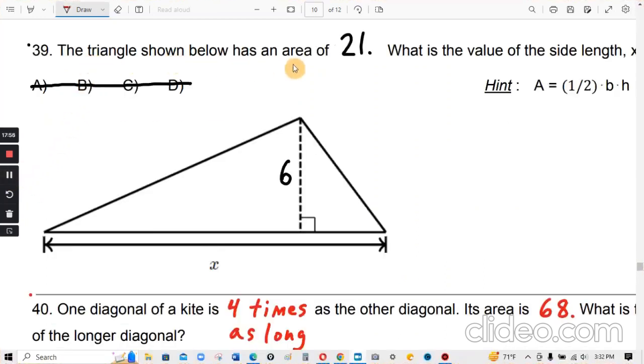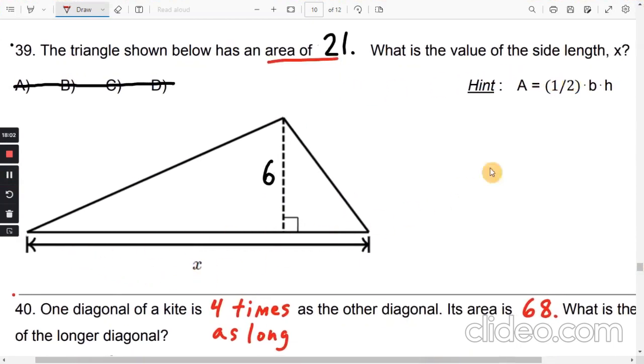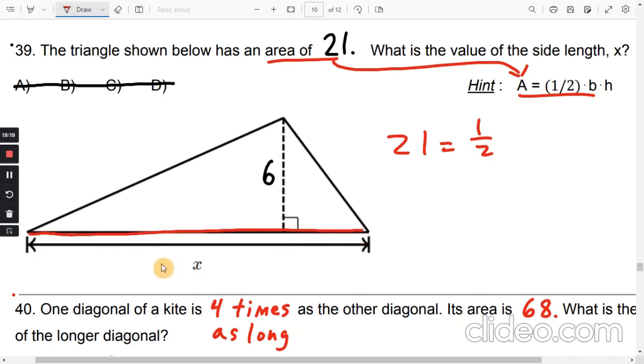The triangle shown below has an area of 21. What is the value of the side length x right here? Okay, area for a triangle is 1/2 base times height, and they gave us the area. So we're just going to plug in 21 in place of A, and that equals 1/2 base times height. This right here would be the base. Any side of the triangle can be the base, but we can see this height right here is perpendicular right there. So this has to be the base, and the 6 has to be the height. All right, so the base b is just x, and the height h is 6.